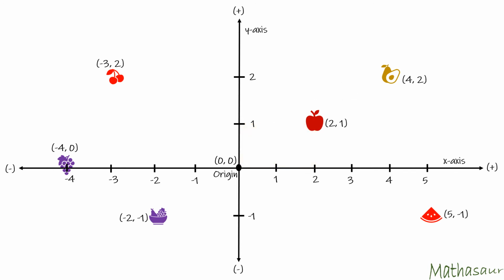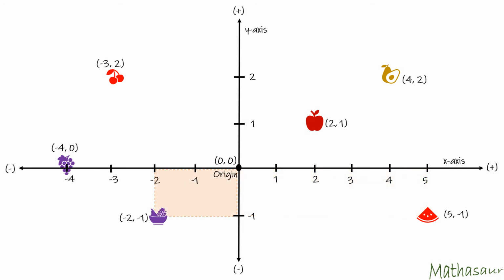Let us look at the position of the pear now. If we draw a rectangle from the pear, we see that we are touching 4 on the x-axis and 2 on the y-axis. So my coordinates are 4, 2. 4 is my abscissa or x-coordinate and 2 is my y-coordinate or ordinate. Let us look at the watermelon. If I draw a similar rectangle, I see that on the x-axis I have to move 5 units and on the y-axis I have to move 1 unit in the negative direction. So the coordinates of the watermelon are 5, -1.